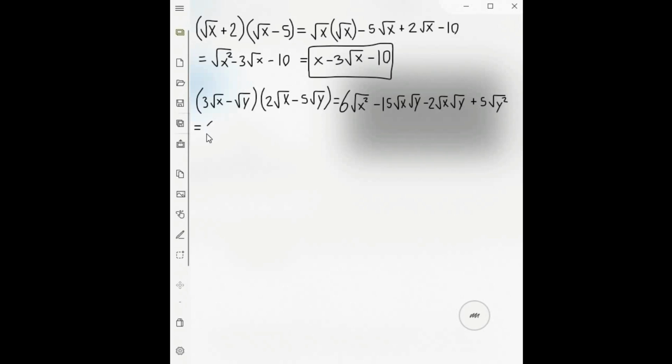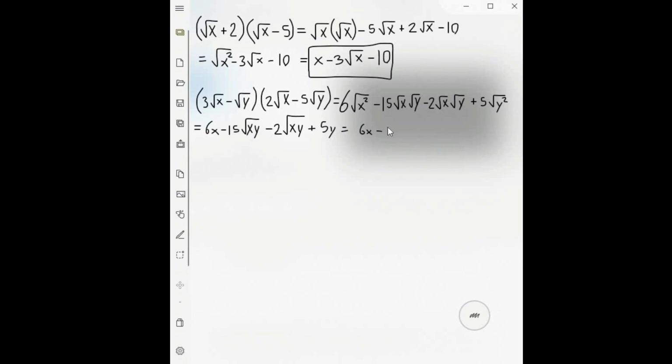Then we combine like terms after that. So the x squared from 6 square root x squared, it just gets out of the square root sign because the exponent matches. And then in this side, I'm just simplifying it so you understand what's going on. The minus 15 square root xy is just that.